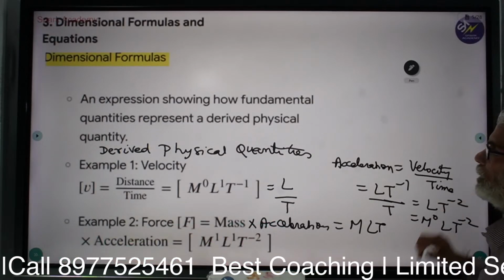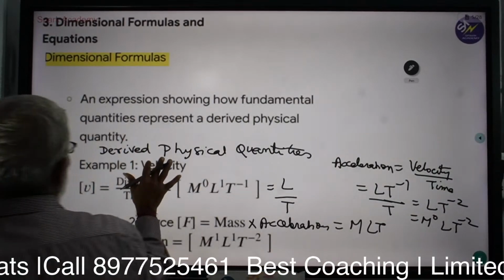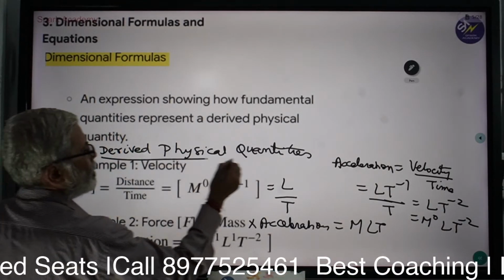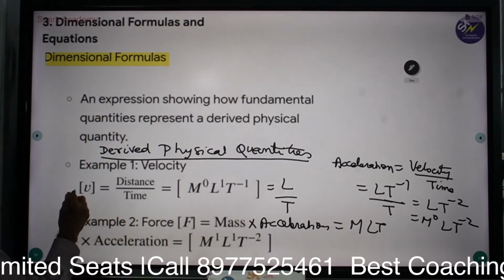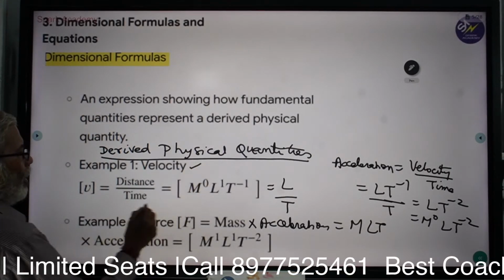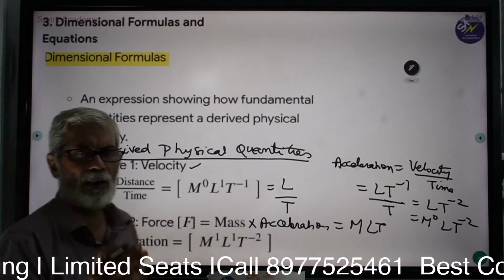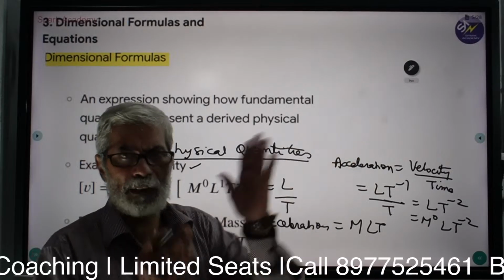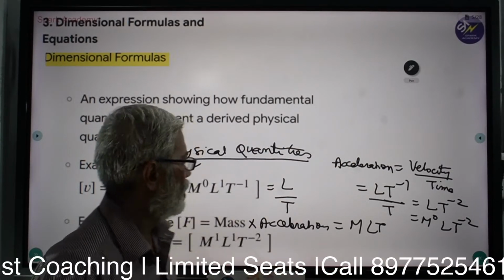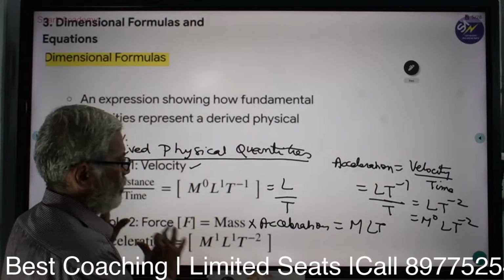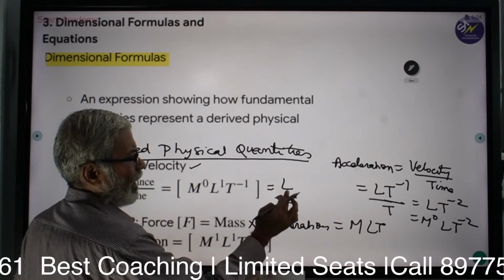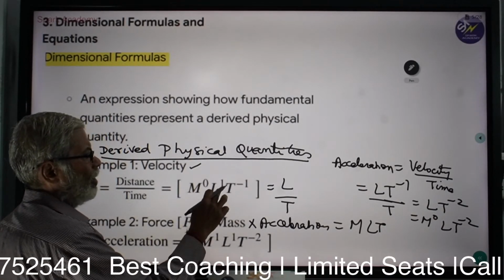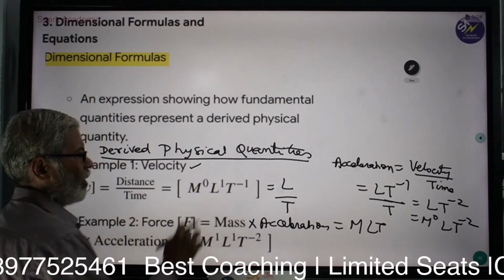Now next slide. These are some of the basic derived physical quantities. What are derived physical quantities? First is velocity. Velocity is a vector quantity. It is rate of change of displacement, that is distance travelled in a particular direction divided by time. So mostly, when you write the formula, it is distance by time, so LT minus 1. For completeness, you write M0 L T minus 1.